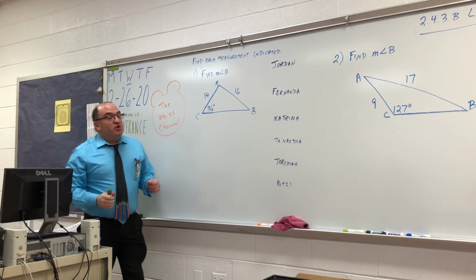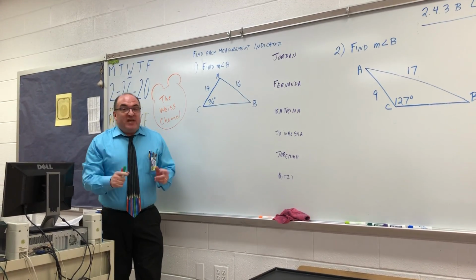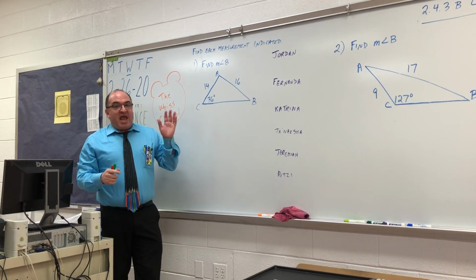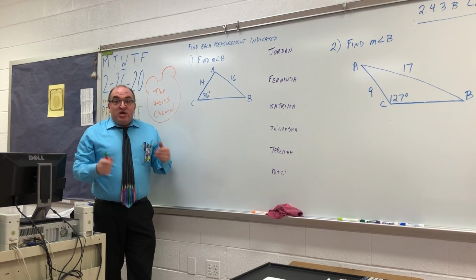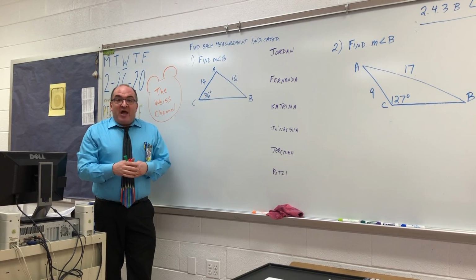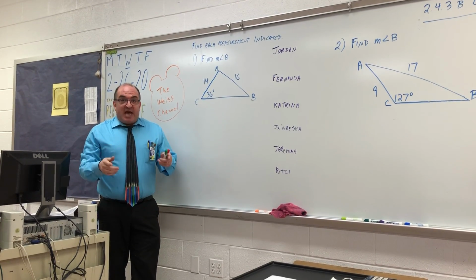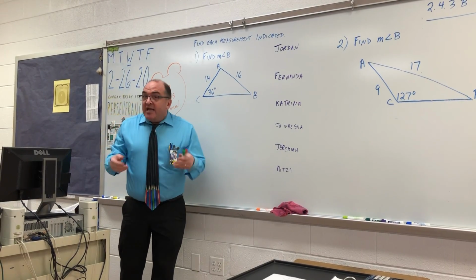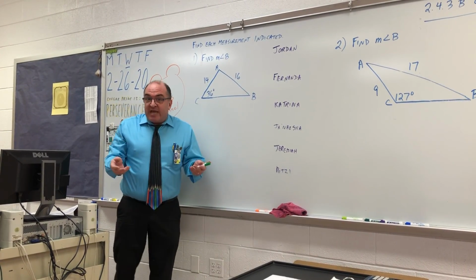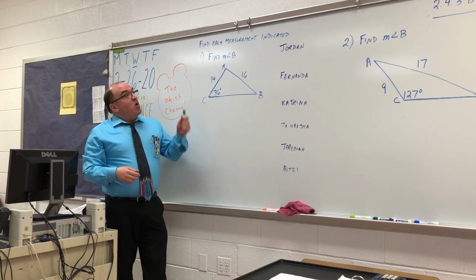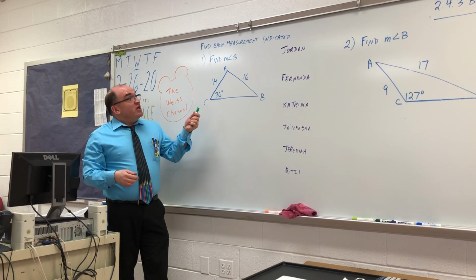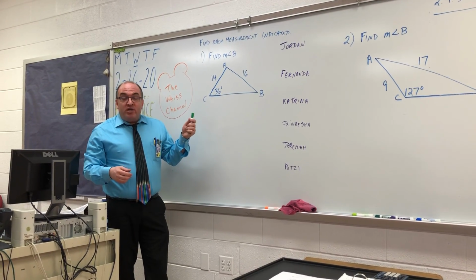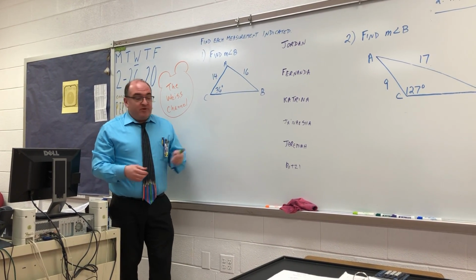Okay, today we're doing law of sines, but this time we're finding the angles instead of the sides. Remember how when we found the angles using sine, cosine, and tangent in right triangles, we used inverse sine, inverse cosine, inverse tan? Well, guess what? When we're finding the angles using the law of sines, we're going to use inverse sine, okay?